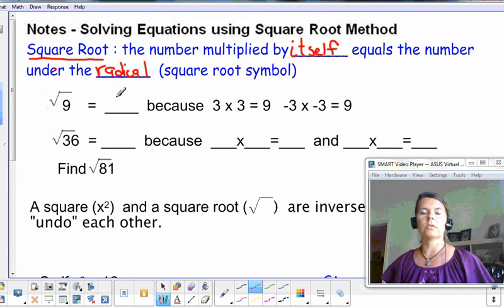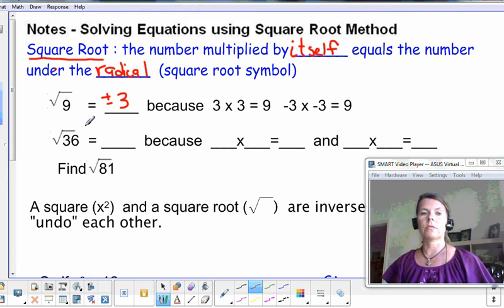Now this is a little tricky. A lot of you probably went, oh, well, 3. But technically it's plus or minus 3, because if you take 3 times 3, 3 times itself, it equals 9. But also if you take negative 3 times itself, a negative times a negative equals positive. So it's actually this little symbol, plus or minus 3.